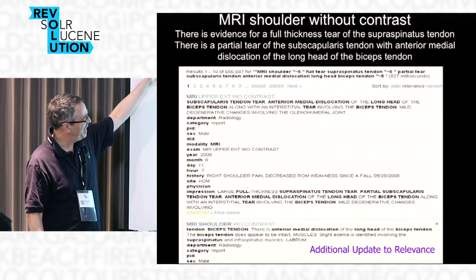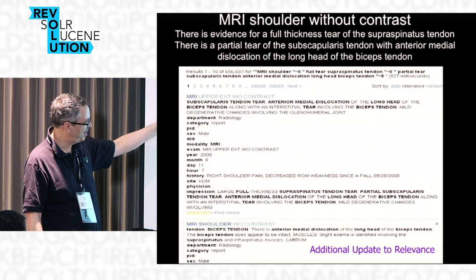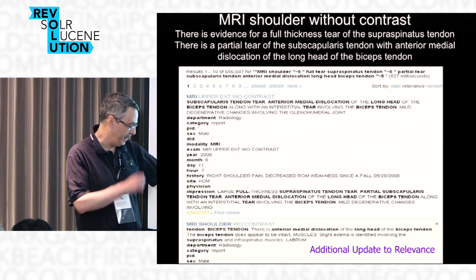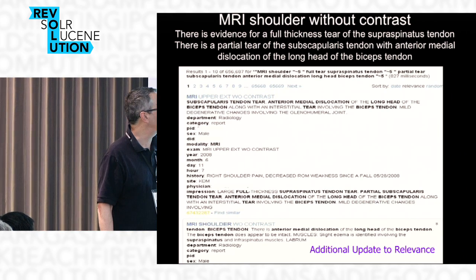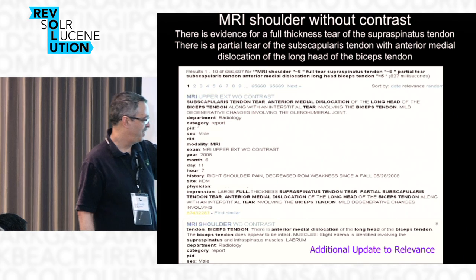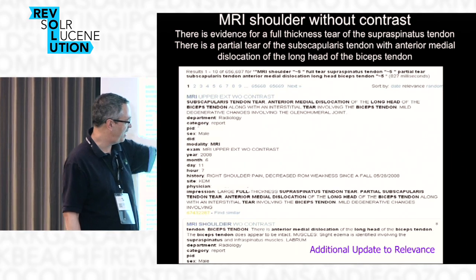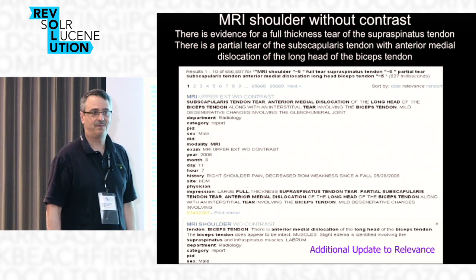We redo the search, reevaluation, and here's the reevaluation, and this happens to be the first one. Again, we can see there's a full thickness supraspinatus tendon tear, which is what this patient had. There's a partial tear of the subscapularis, which is also what this patient had. And the biceps tendon is out of place.